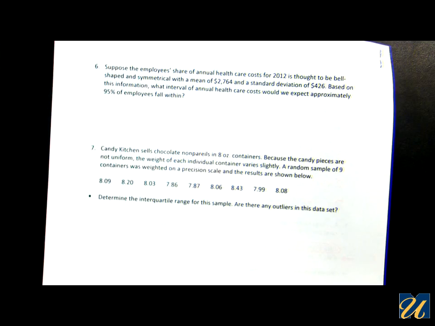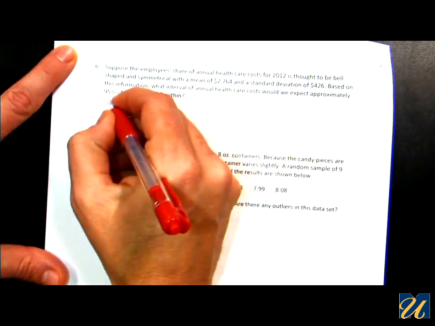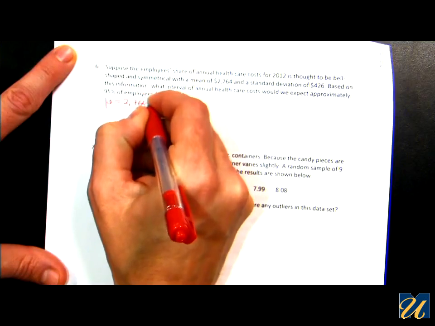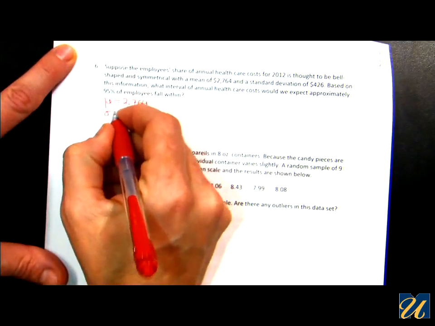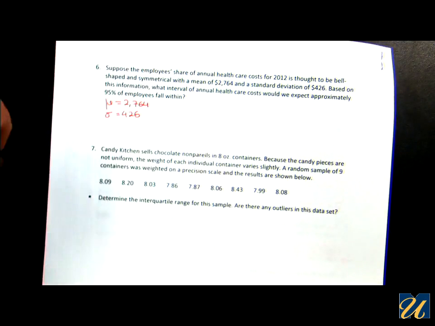Now, problem number 6. Suppose the employee's share of annual healthcare costs for 2012 is thought to be bell-shaped and symmetrical with a mean mu equal to 2,764 and a standard deviation of 426. Based on the information, what interval of annual healthcare costs would be expected approximately 95% of employees fall within?